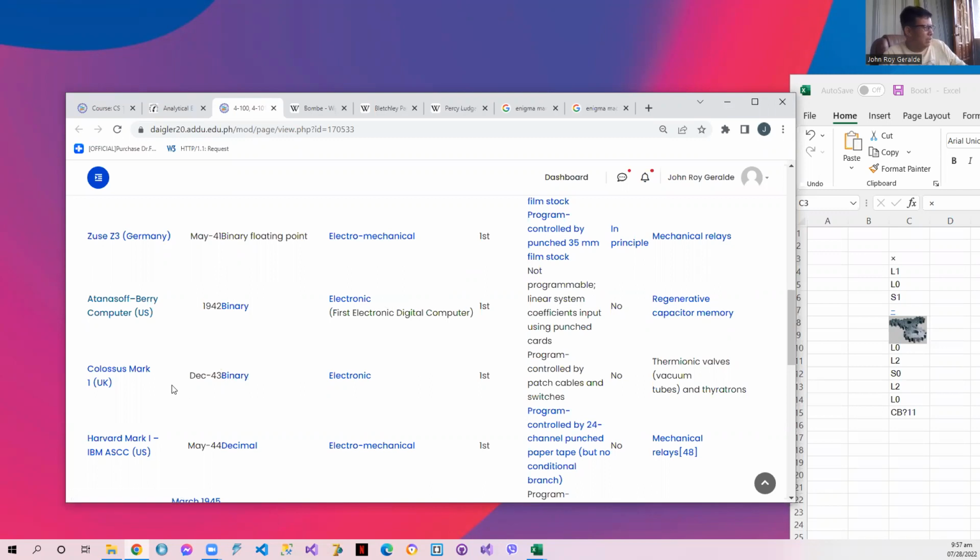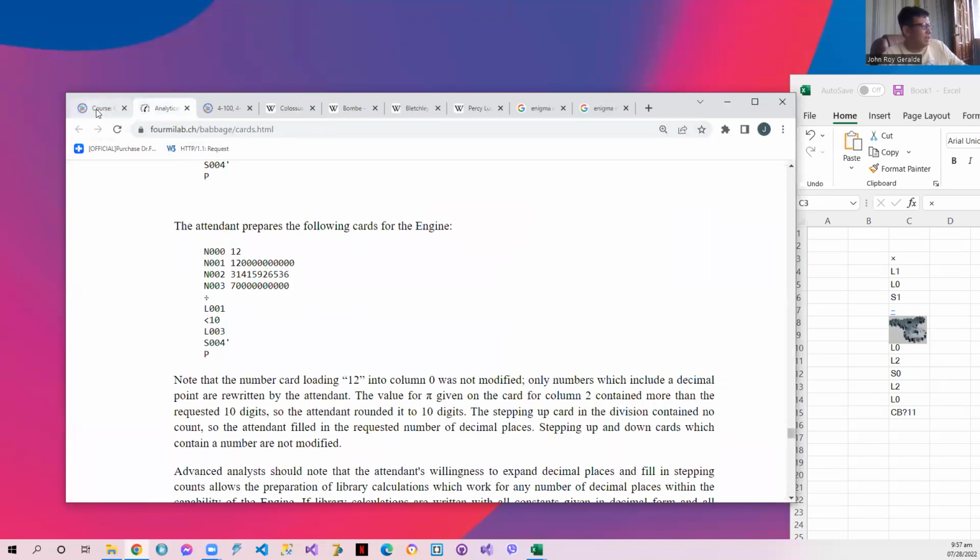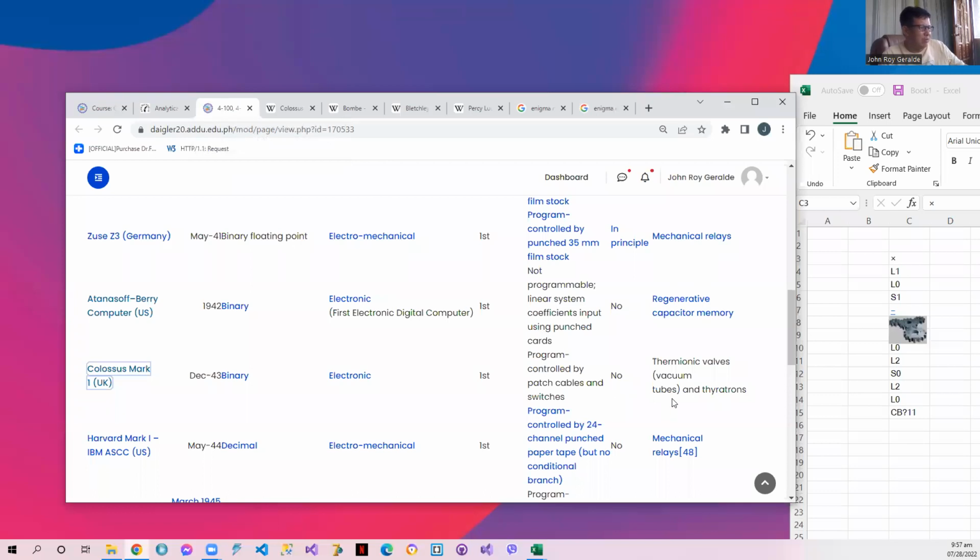In the UK, by the way, the electronic Colossus Mark I was introduced in 1943. It was a binary computer and uses thermionic bulbs, vacuum tube diodes. Okay, this is the Colossus Mark I, no? Or is this the Mark II? The significant characteristic is that it uses vacuum tube diodes.